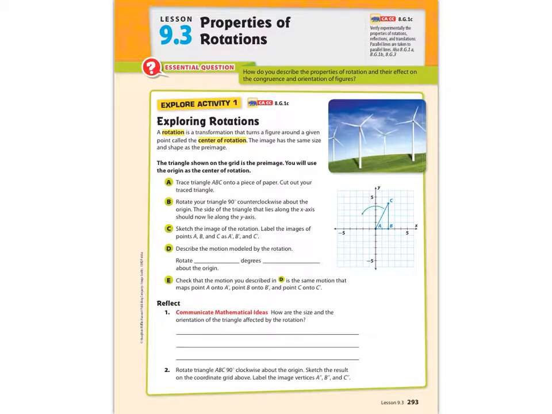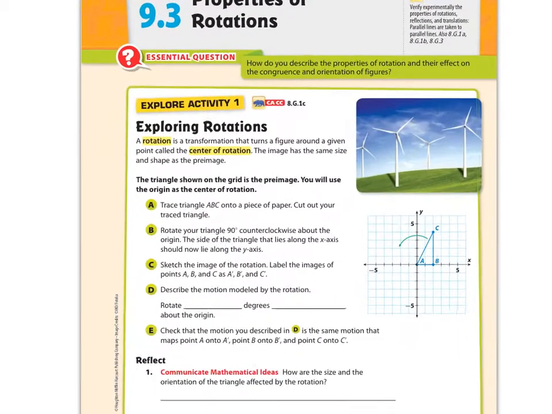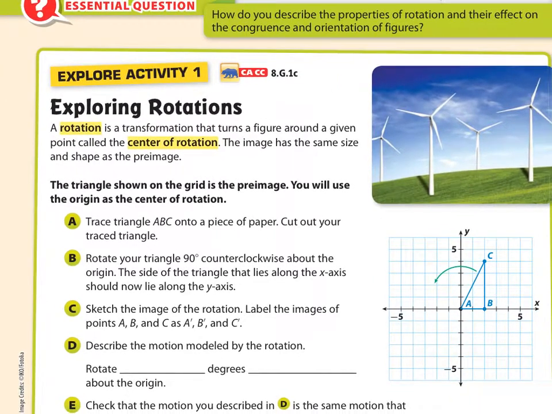The standard that we're going to look at is 8.G.1c, and the essential question: how do you describe the properties of rotations and their effect on the congruence and orientation of figures? So some vocab for this lesson is that a rotation is a transformation that turns a figure around a given point called the center of rotation.